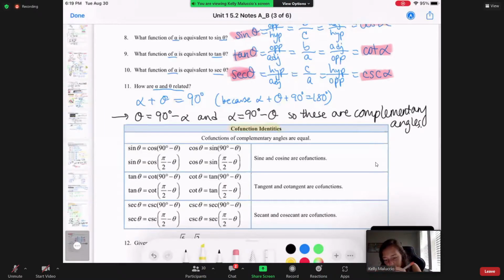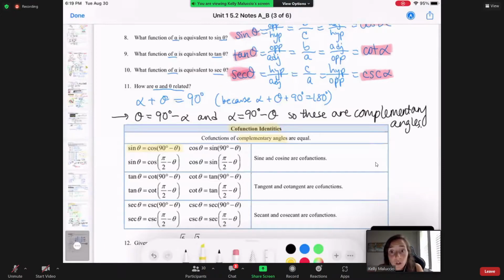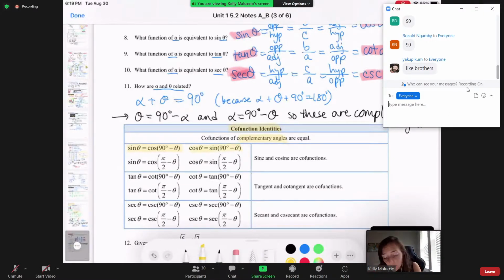So these cofunction identities: cofunctions of complementary angles are equal. What this means is sine and cosine are cofunctions, so sine of theta is equal to cosine of 90 minus theta. I always think of 45 because I know sine and cosine are the same for 45 degrees, and that's 90 minus 45. That makes sense to me, right? But it also works for 30 degrees. Sine of 30 is cosine of 60, and cosine of 30 is sine of 60.